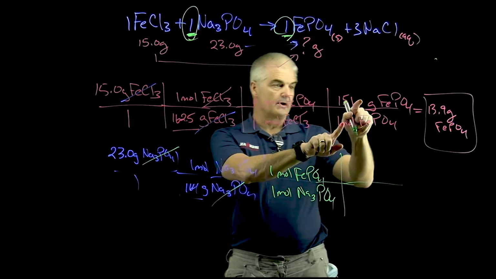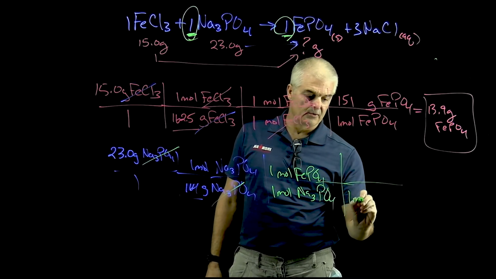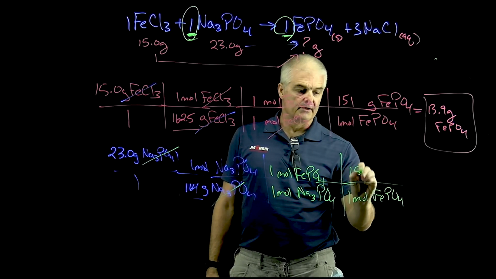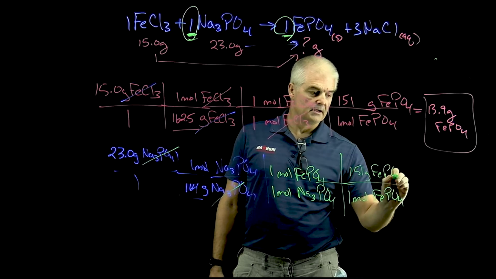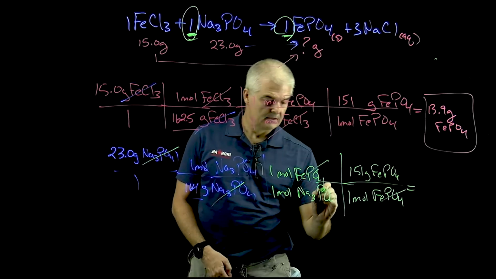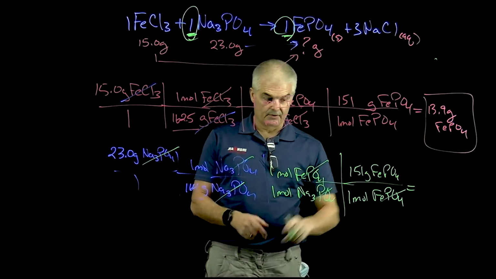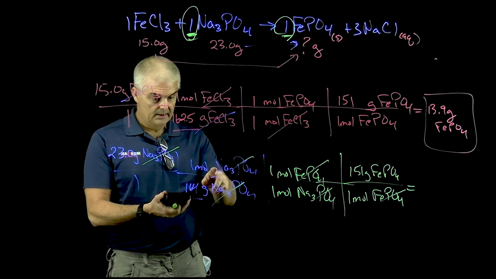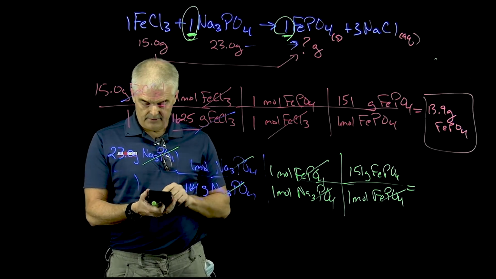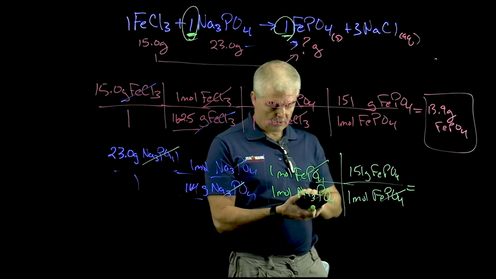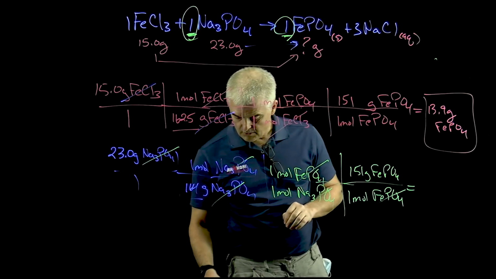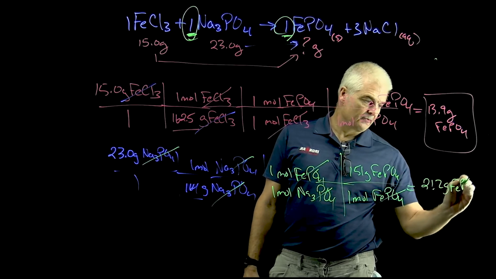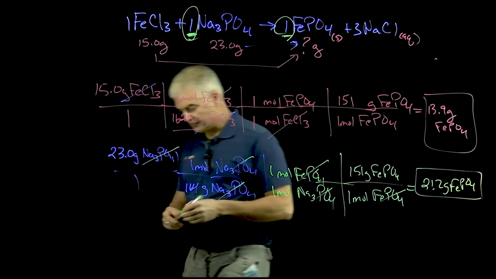And then I want to convert to grams of FePO4. The good news is I know that number. 1 mole of FePO4 is 151 grams of FePO4. Moles cancel. Everything cancels except for the grams of FePO4. Now I'm going to take this number, 23, right? 23 divided by 164 times 151 gives me 21.2 grams of FePO4.